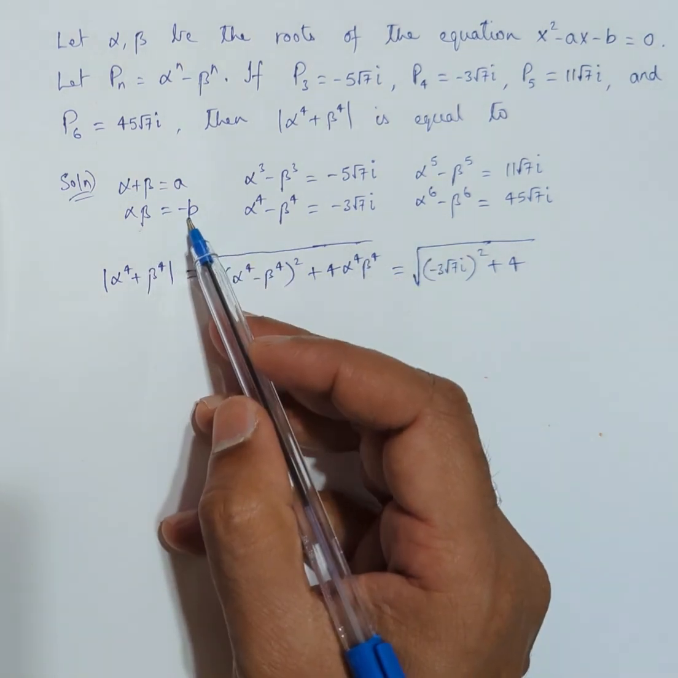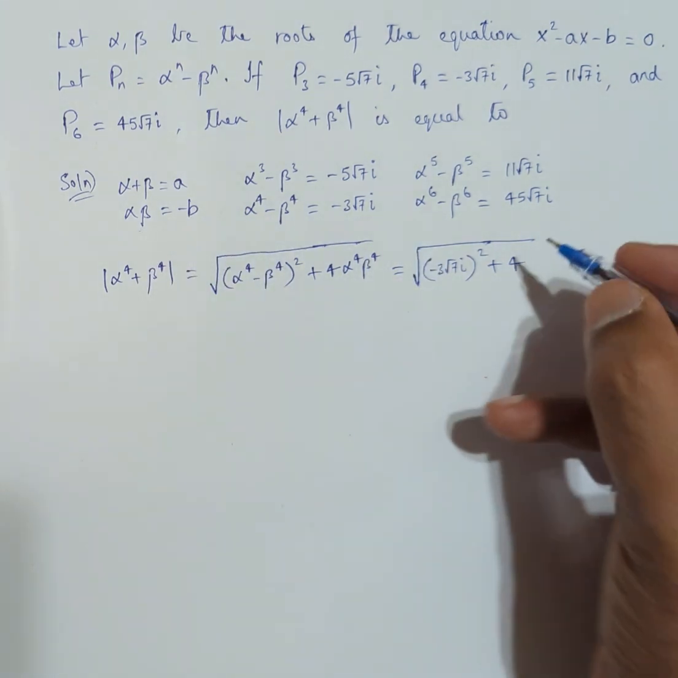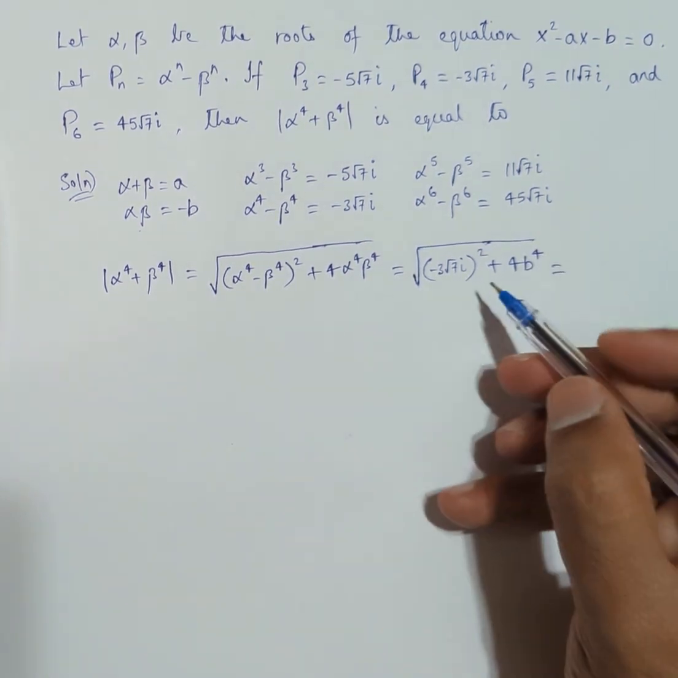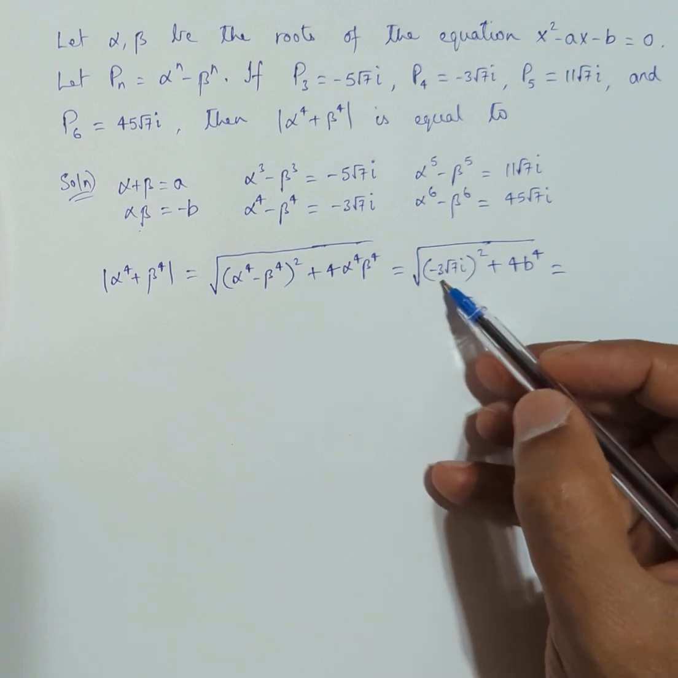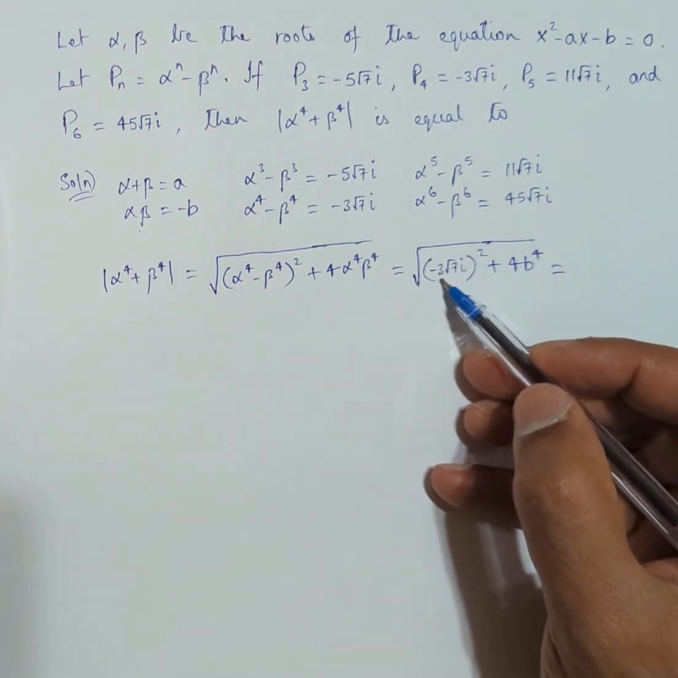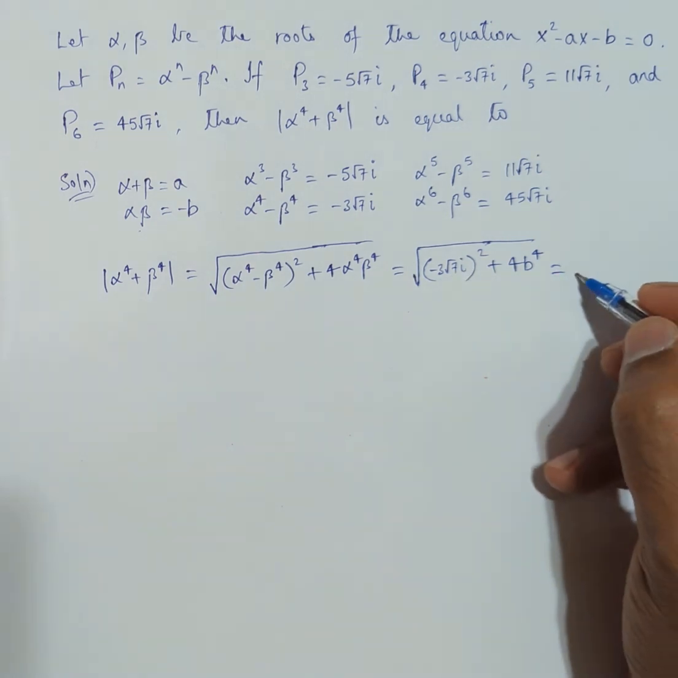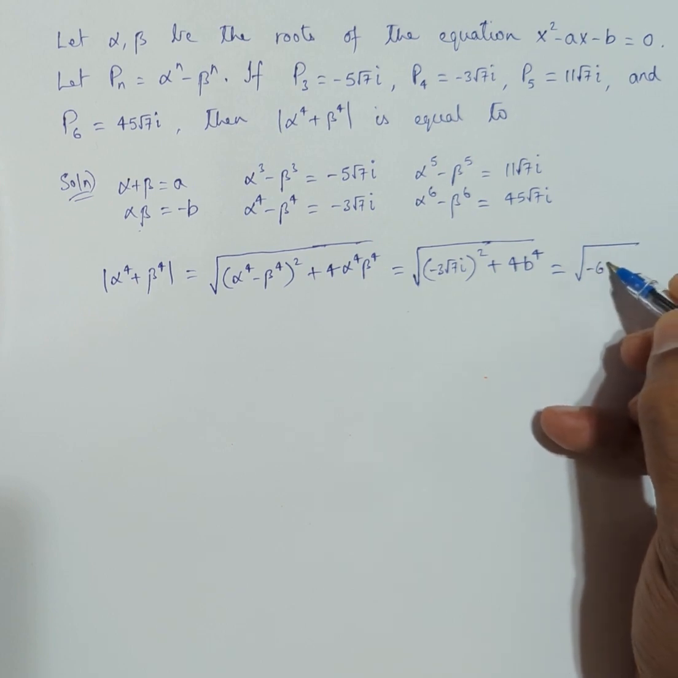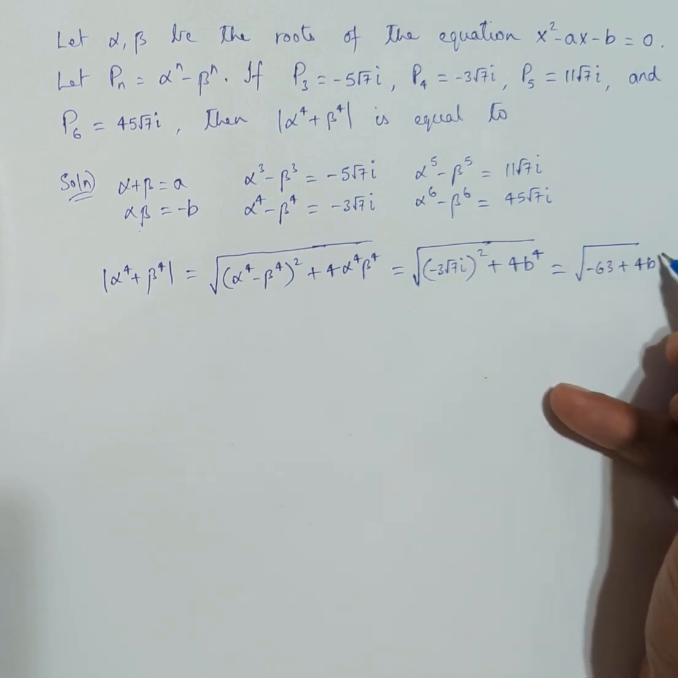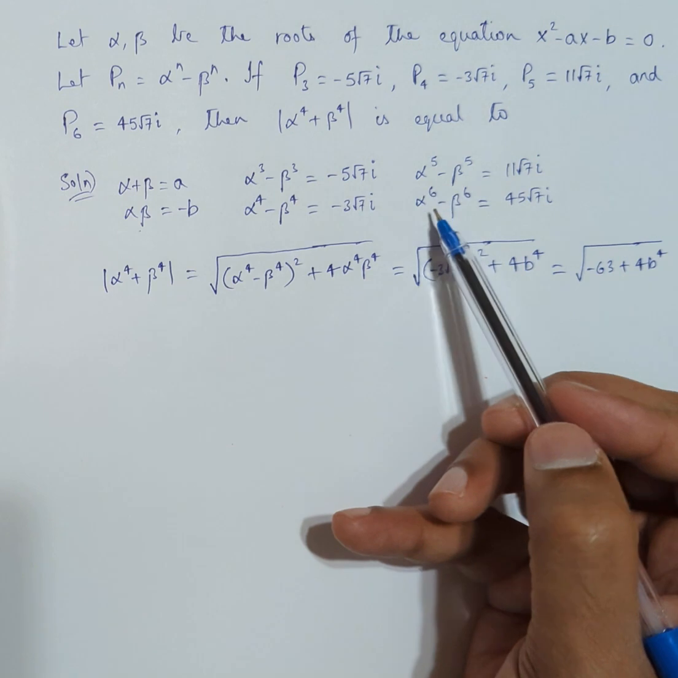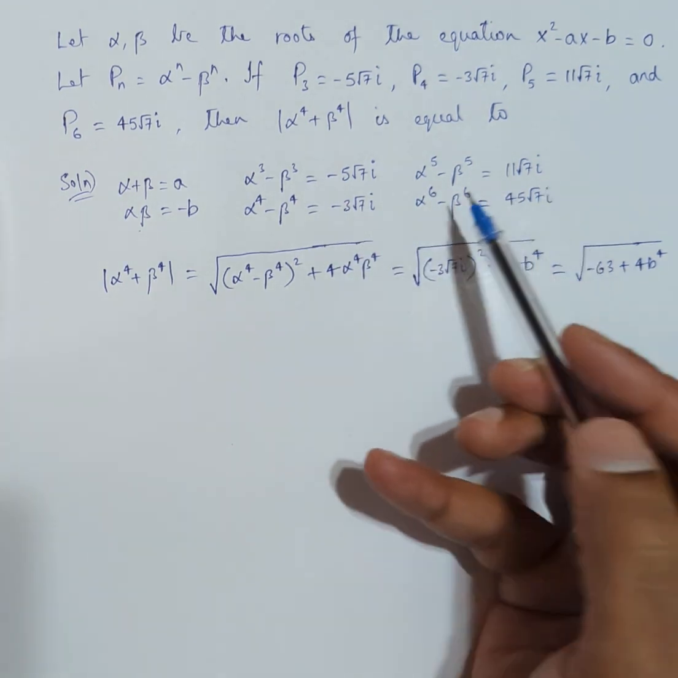Alpha beta is minus b. So when you take it to the 4th power, you just get b to the 4th power. And we can further simplify. When you square this quantity, minus becomes plus, 3 becomes 9, root 7 becomes 7. So you have 9 times 7 times i squared. So that's negative 63 plus 4b to the 4. Now we don't know what b is. So that's where the other equations will help us.